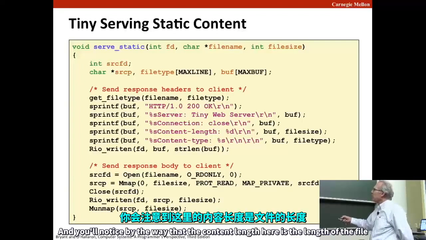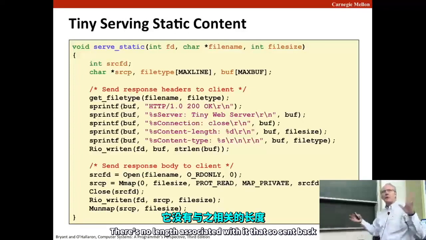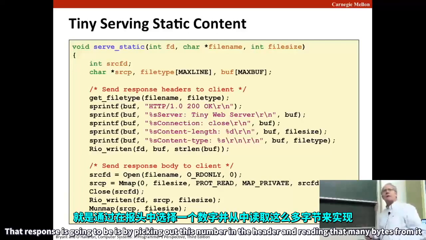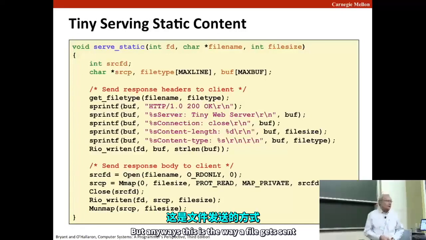So this could be done with a regular read, but this is a little bit more elegant way to handle it. And you'll notice, by the way, that the content length here is the length of the file, and does not include the number of bytes in the header. So the header comes first. There's no length associated with it that's sent back. But the only way that the client knows exactly how many bytes that response is going to be is by picking out this number in the header and reading that many bytes from it. We'll see that in a minute. But anyways, this is the way a file gets sent.